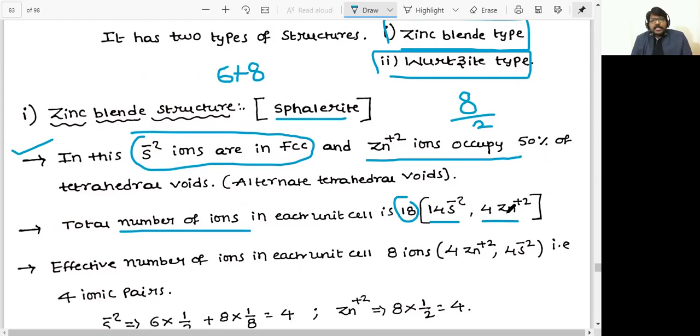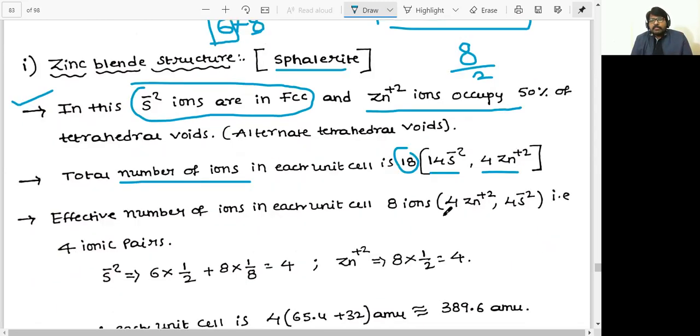All the Zn2+ ions lie inside the unit cell, so they are not shared by other unit cells. But among the sulfide ions, some are present at face centers, and the contribution of each face center is 1/2. So 6 times 1/2 is equal to 3. They are also present at corners: 8 corners, 8 times 1/8, that is 1. So 3 plus 1 is 4. We can say there are 4 Zn2+ ions and 4 sulfide ions. Effectively, there are 8 ions.